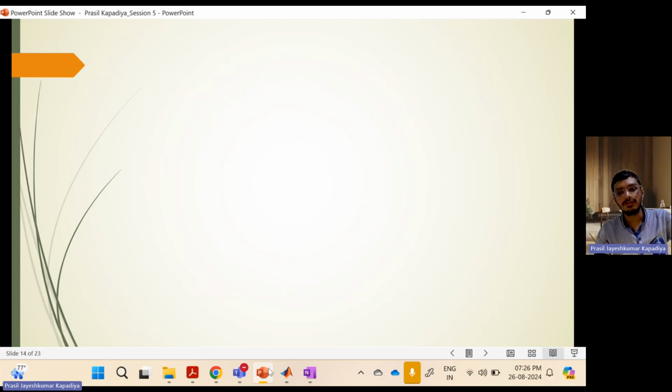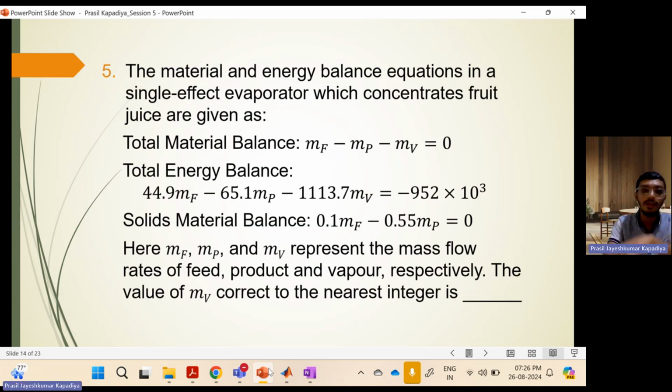Okay, now next question. Oh, big one. The material and energy balance equations in a single effect evaporator which concentrates fruit juice are given as: total balance mF minus mP minus mV is equal to 0. Energy balance 44.9 mF minus 65.1 mP minus 1113.7 mV is equal to minus 952 into 10 raised to 3, and solids balance is 0.1 mF minus 0.55 mP is equal to 0, where mF, mP and mV represent the mass flow rates of feed, product and vapor. Find the value of mV.